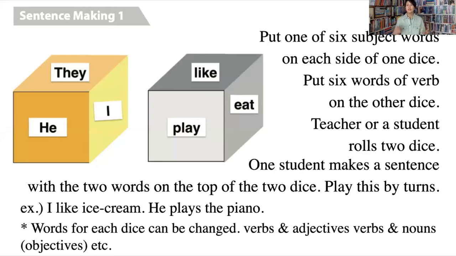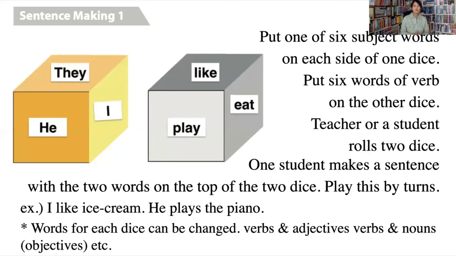"He," what, "eat" or "eats"? When you give the keyword, they have to say "he eats sandwiches," right? Or "I play." But even though the die shows "play," when they have the keyword "he," they have to say "he plays." So this is the way.